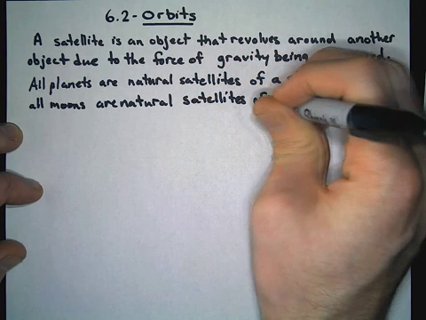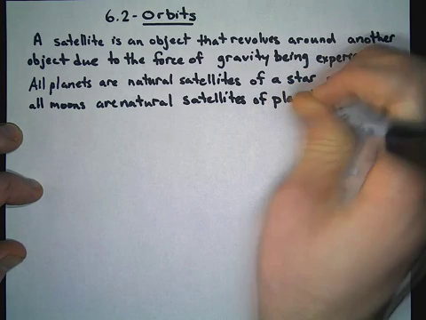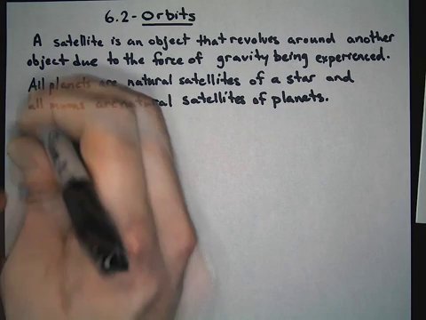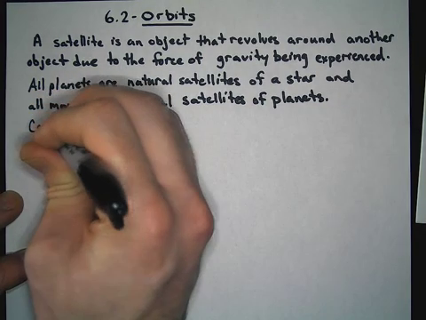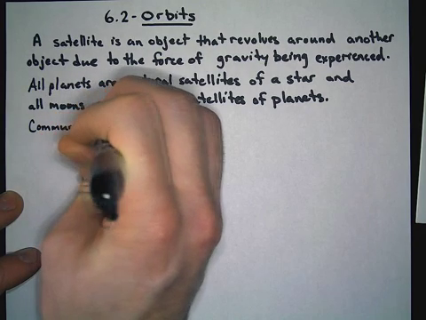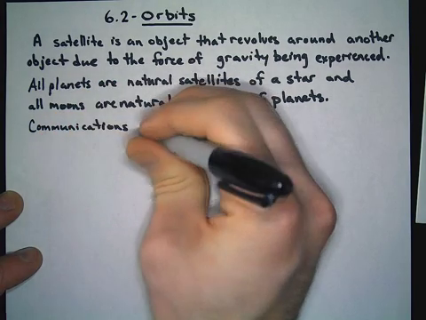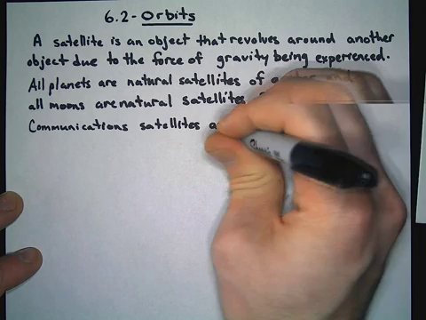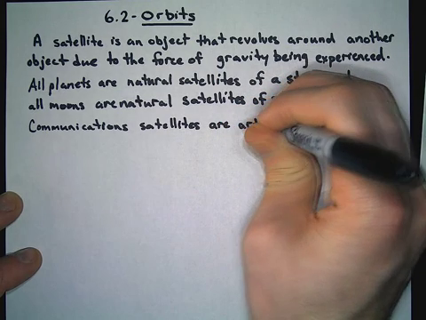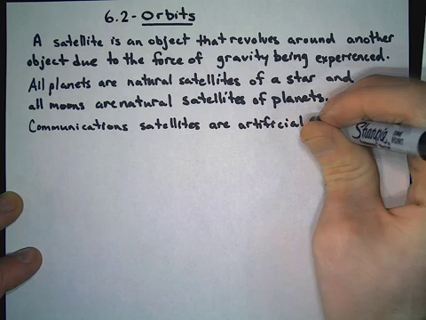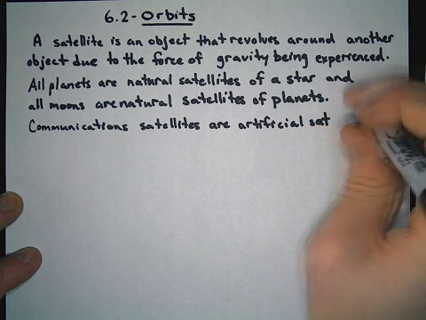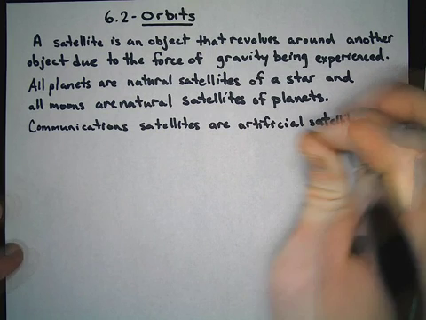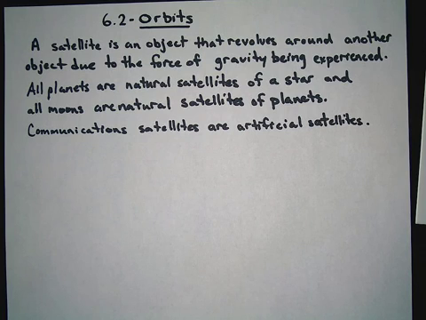Okay, communication satellites are clearly artificial satellites, since they have been artificially or physically placed into orbit. We have physically placed them into orbit around the planet. So let's, for example, take an object which is in the gravitational field of another object.